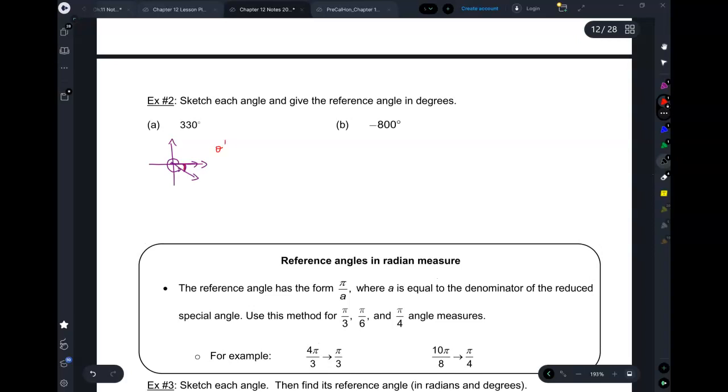This one. How much is it? 30 degrees. Okay. Now, let's do negative 800. Whew, how are we going to draw that?